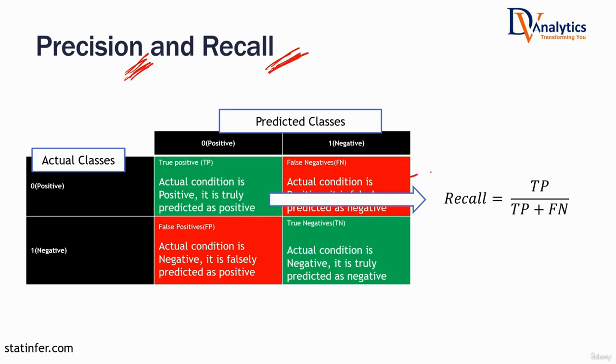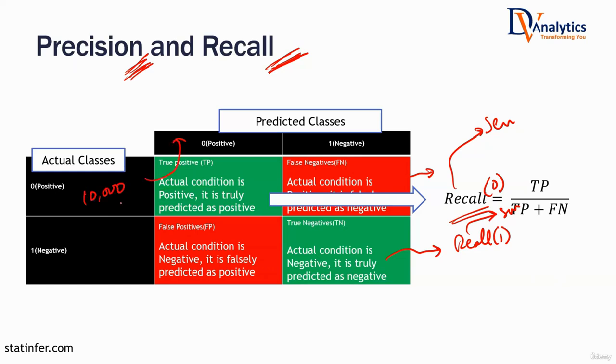Whatever we called sensitivity is known as recall of class 0. Whatever we called specificity is known as recall of class 1. Recall of class 0 is sensitivity. Recall of class 1 is specificity. Now we are looking at it from the actuals point of view. Out of all, let's say 25,000 customers, how many of them are predicted accurately? We are looking at it from the actual point of view. Sometimes you can look at it from the predicted point of view.